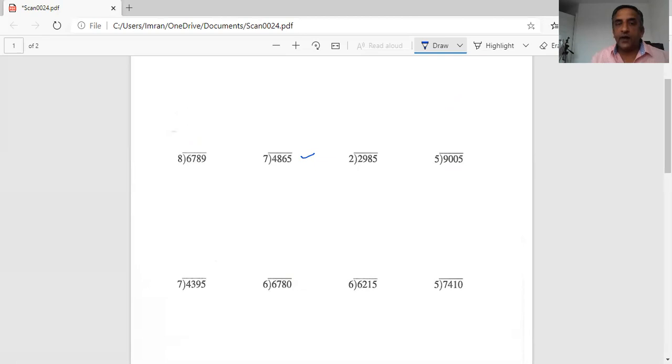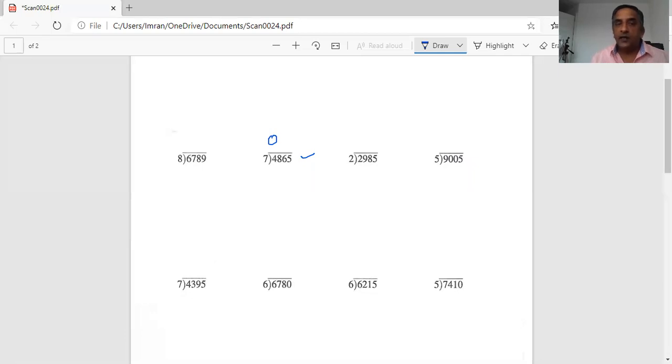So first we have to divide 4 by 7. How many times 7's timetable can go on 4? Obviously it does not go because it's a small number. So what we do, we just write 0 here and add the next one. It's not 4, so we add the next one, it's 48.